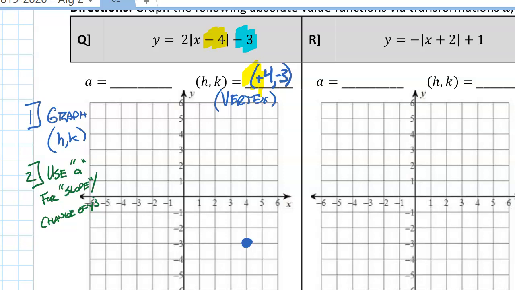So our A value here is going to be 2, or you can think about it as 2 over 1. So from my vertex, I'm going to go up 2 and over 1, up 2 and over 1 to get one side of my absolute value function. And then I'm going to do a mirror image of this. I'm going to go up 2 and back 1, up 2 and back 1, to get the other side of my absolute value function.